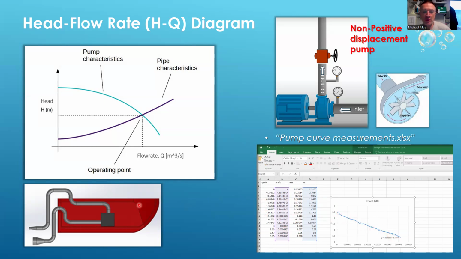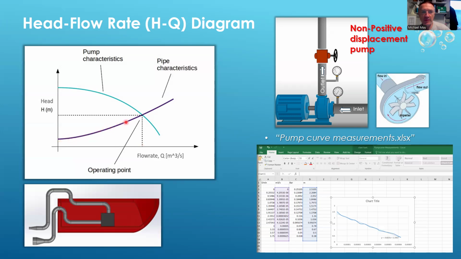What you need to do is design your outlet pipe here and produce a pipe characteristic curve to get that operating point. That flow rate value will feed into the third and final stage to help us calculate the velocity of the boat.